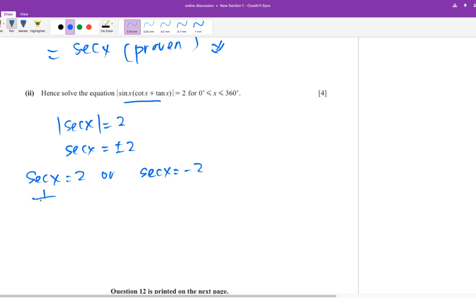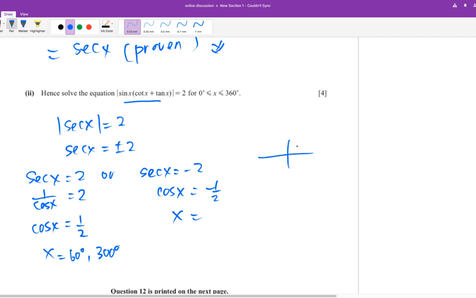Alright, so this is 1 over cos x equals 2, so cos x will equal 1 over 2. For the other one I will do the same thing, so cos x will equal negative 1 over 2. Alright, so cos x equals a half: you will get 60 degrees and 300 degrees.